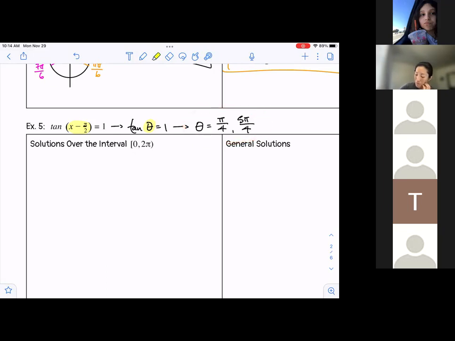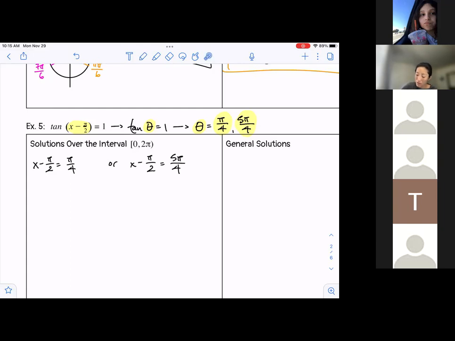So here's what we're gonna do now. This is our theta. So theta can equal this pi over 4, or it can equal 5 pi over 4. But now we're gonna put those two pieces together. We're gonna say x minus pi over 2 can equal pi over 4. And then separately, we're gonna say x minus pi over 2 can equal 5 pi over 4. So x minus pi over 2 equals pi over 4, or x minus pi over 2 equals 5 pi over 4. Okay. So we are not done answering the question yet.